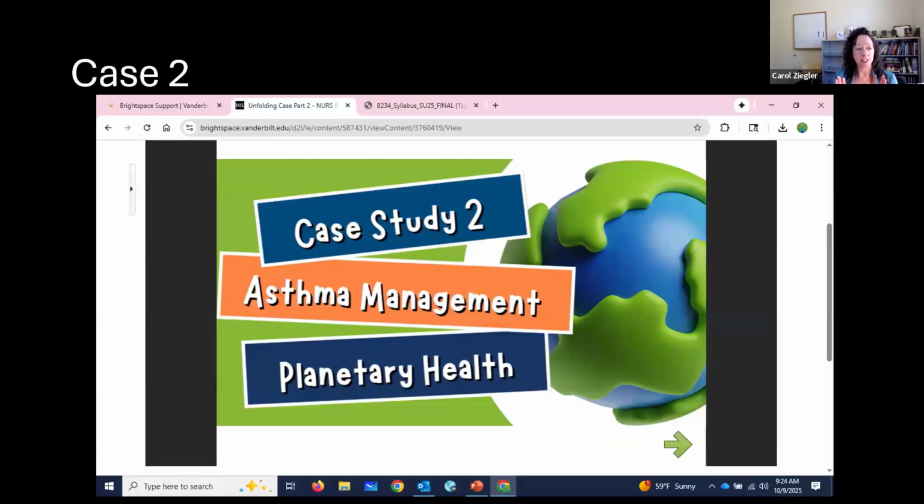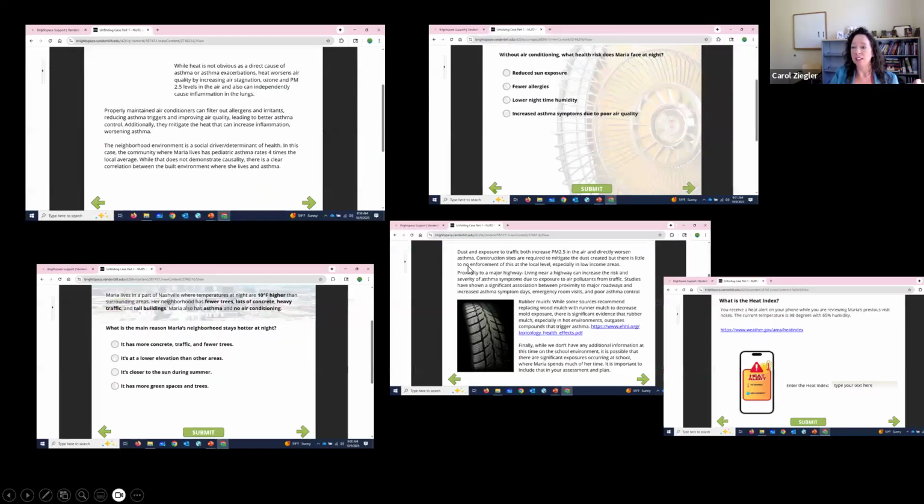The second unfolding case, this is the same family again, we're just moving forward, and this opens the next month. Again, it gets more complex. They look at health risks that the people are facing. They look at heat index. They start to look a little deeper at commercial and social determinants of health. And then they ask them questions, which helps with recall practice and solidifying concepts.